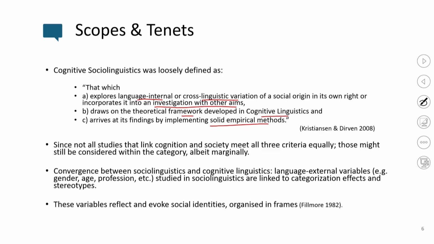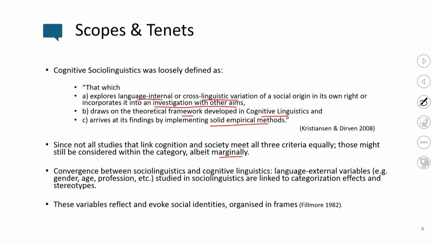Now, not all of the studies that come under cognitive sociolinguistics may satisfy all of these parameters, but largely because this is still a developing field, there is a lot of flexibility that is allowed. So, something that is in the peripheral domain, albeit marginally, can also be considered within the category.